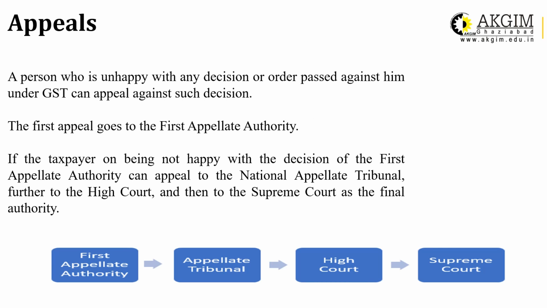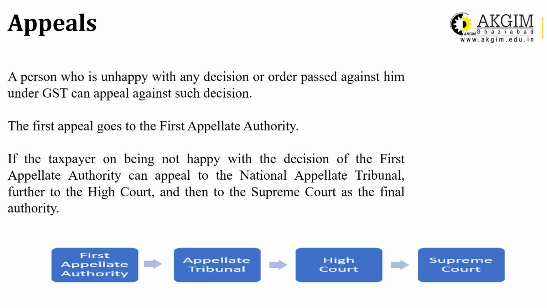Now what about appeals? If you are not satisfied with the procedure, if you are not satisfied with the decisions taken by the tax authorities, then yes, you have the right to appeal against them. A person who is unhappy with any decision or order passed against him under GST can go for an appeal. There is a hierarchy of appellate authorities: first level, second level, third level. The first appeal will go to the first appellate authority, the basic appellate authority. They may be the Commissioner of GST or the authorities identified by the GST board.